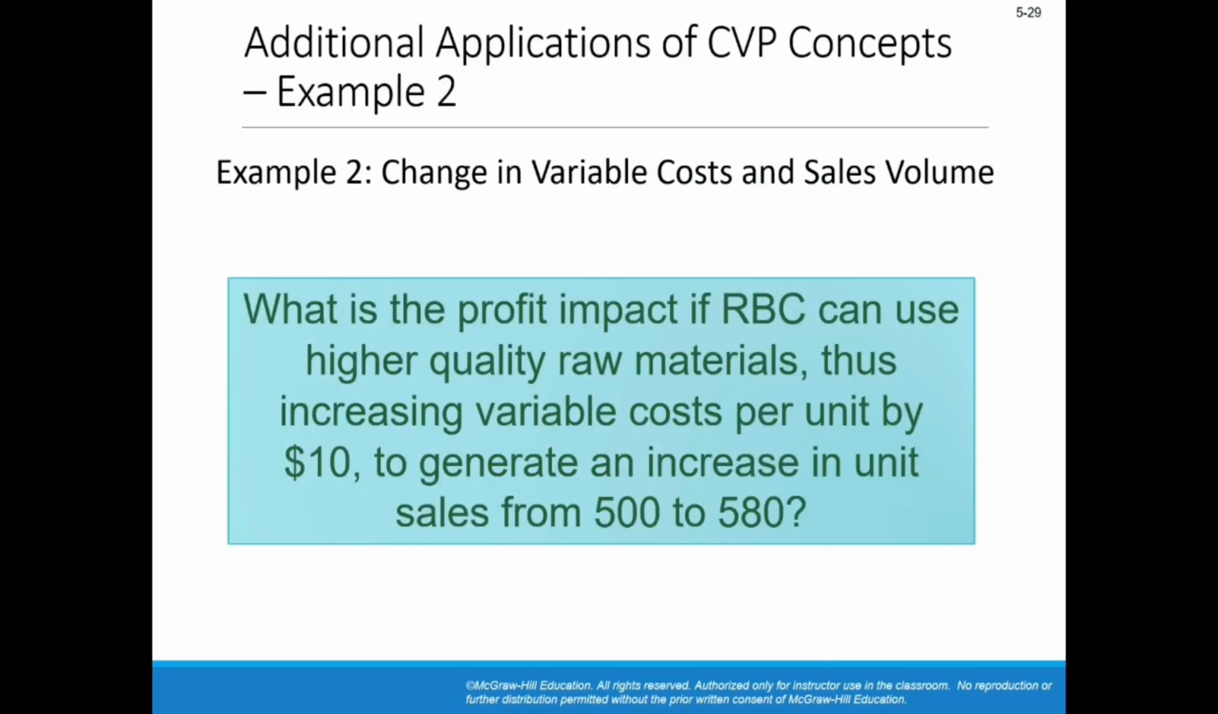In another example, they ask us what is the profit impact if RBC can use higher quality raw material, thus increasing variable cost per unit by $10, so it becomes 310 instead of 300, to generate an increase in unit sales from 500 to 580. Again, here you can do the full approach where you can prepare a new income statement or do the differential analysis. In the exam, you have the option to do either.